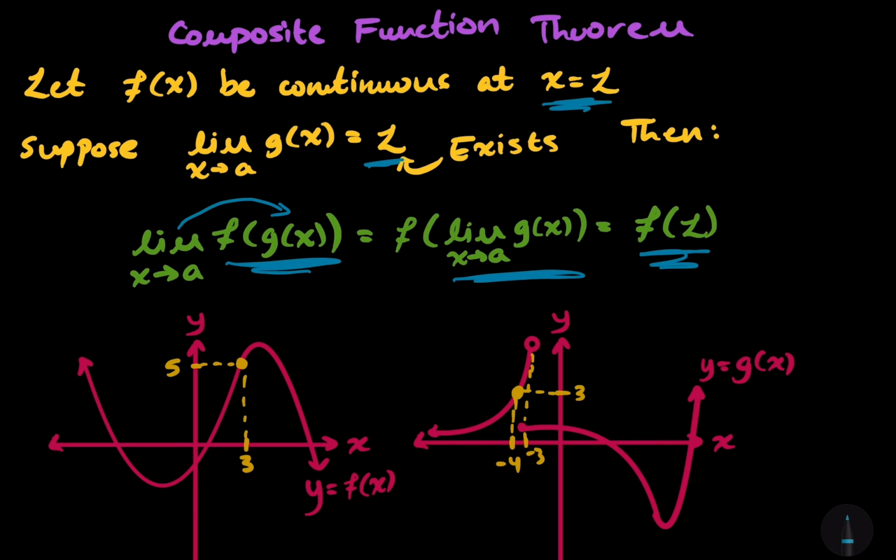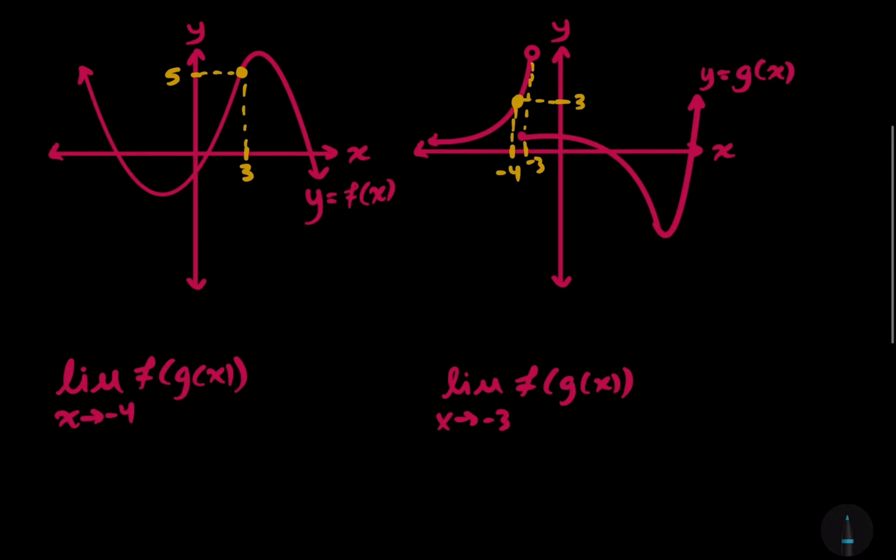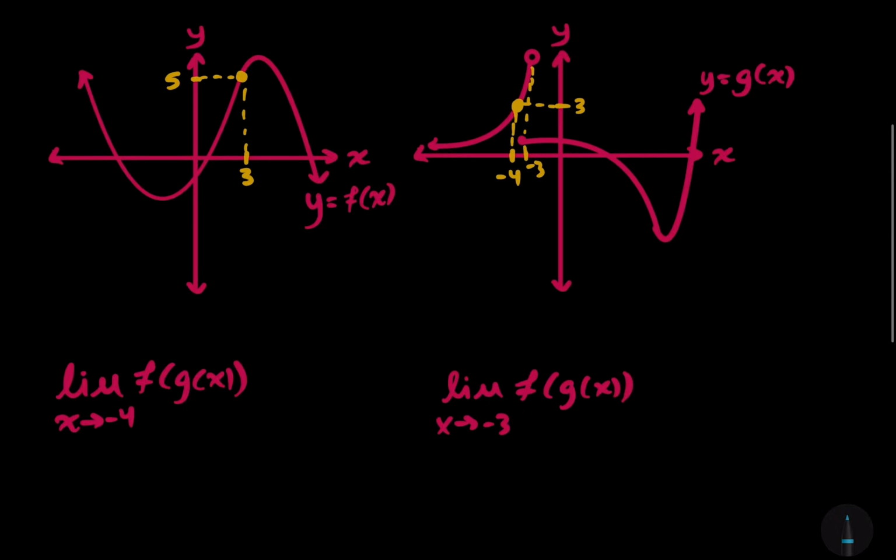So the condition for this statement to hold true is that f has to be continuous at L, and the limit as x approaches a of g of x has to be equal to L, and it has to exist, of course. And so if you want to take a look at an example that I illustrated, essentially we have two functions. Here's our function g of x, here's our function f of x, and we're asked first of all to find the limit as x approaches -4 of f of g of x.